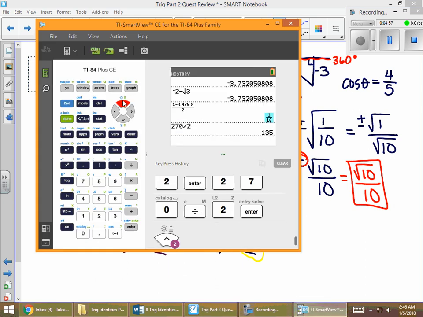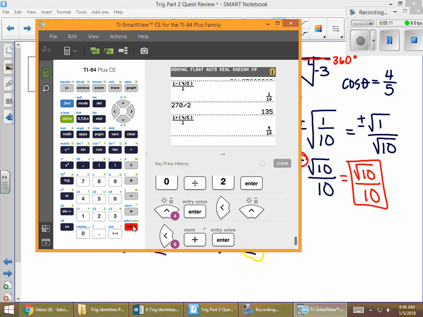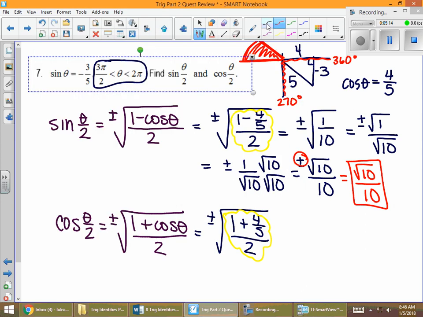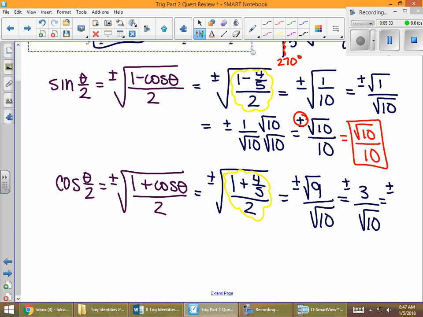I can go back up and grab what I put in my calculator for sine. I just need to change that negative to a positive, since for cosine it's 1 plus 4/5 over 2. And I get 9/10. So, plus and minus, square root of 9 over square root of 10. I'm just going to go ahead and write it like that. Square root of 9 is 3. When you rationalize, 3 radical 10 over 10.